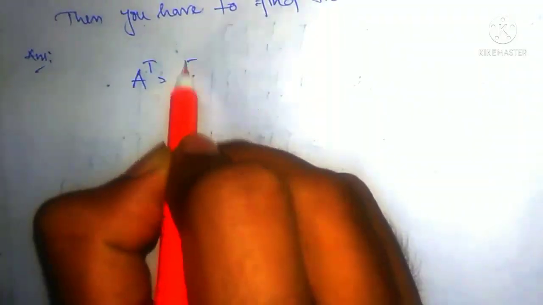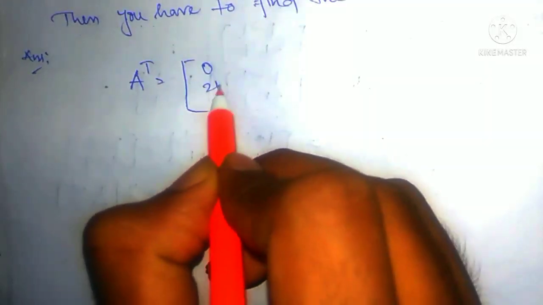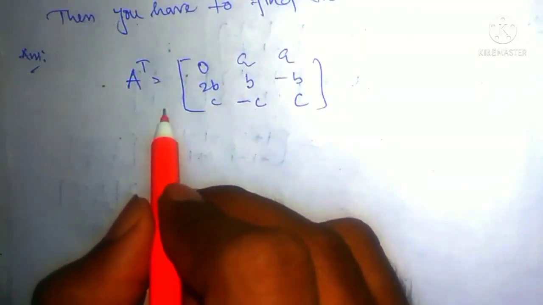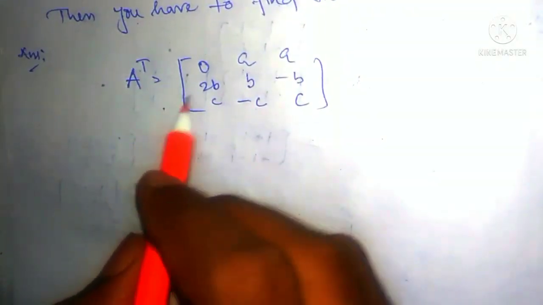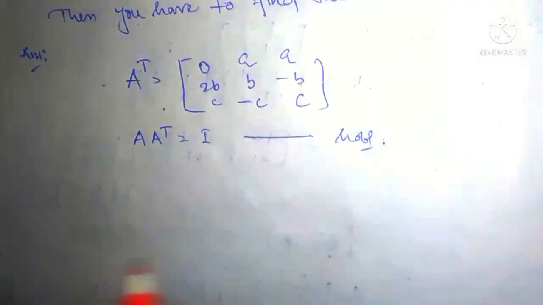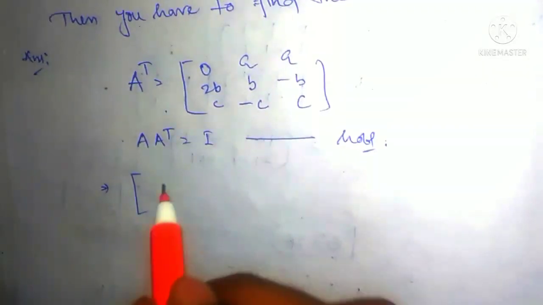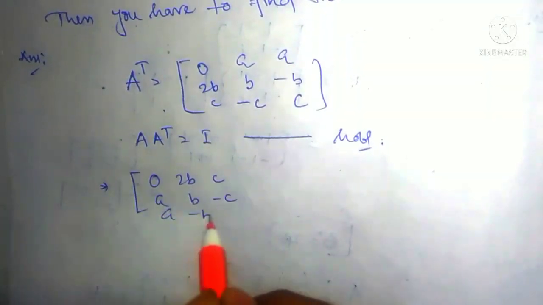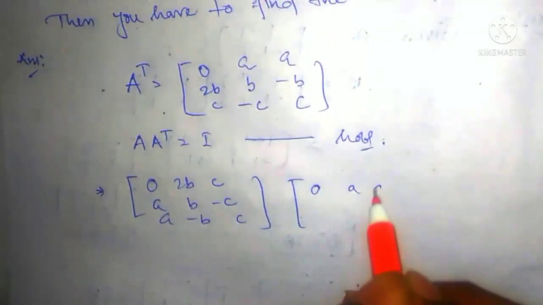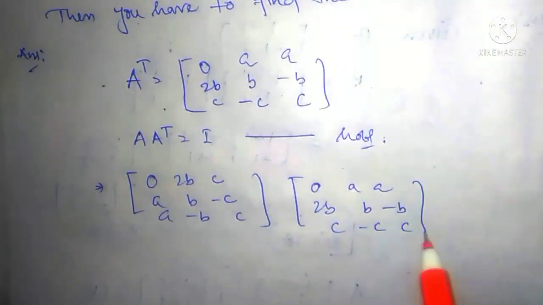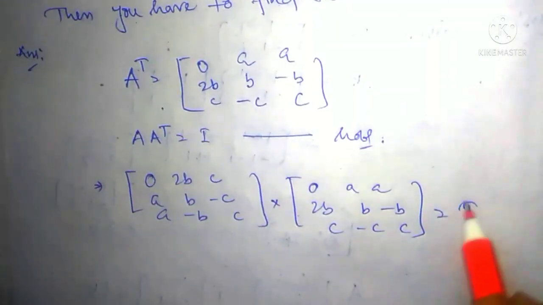So what is given? A. So the transpose of A is what? 0, a, a; 2b, b, minus b; c, minus c, c. That is the transpose of A. And A transpose A equals I, that is given, which holds. So we put the values of A and transpose of A, and their multiplication equals the identity.